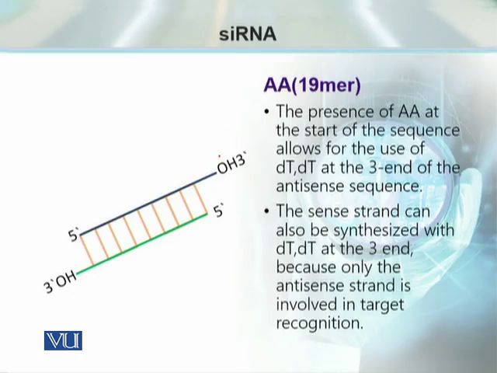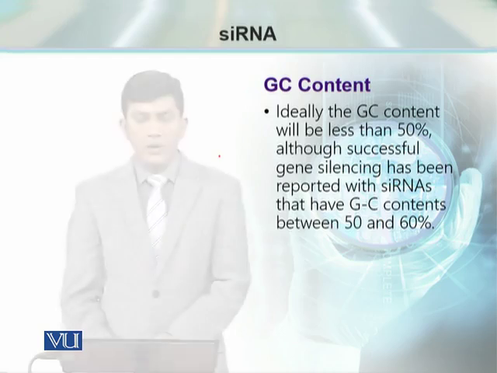siRNA will have a sense strand and will have an antisense strand. So this will be the antisense strand that will bind to the messenger RNA to perform the degradation function. So presence of 2 A's at the start of this siRNA will play a crucial role in binding with the messenger RNA and for subsequent function performance.